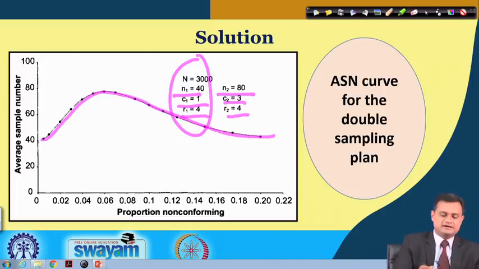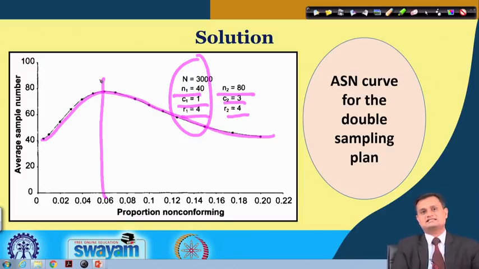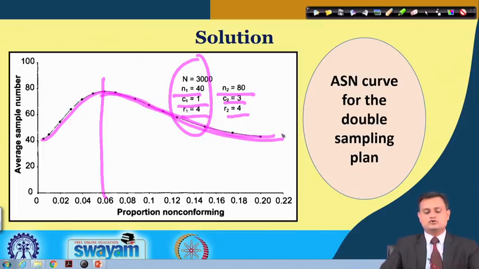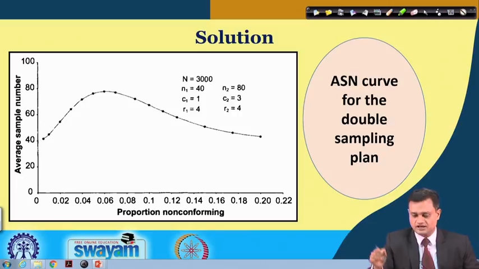Initially, when my proportion of non-conforming increases up to this point, the average sample number is increasing, then the average sample number to be inspected gradually goes down with the proportion of non-conforming. Maybe more lots are rejected, and that could be the reason that my average sample number is going down.